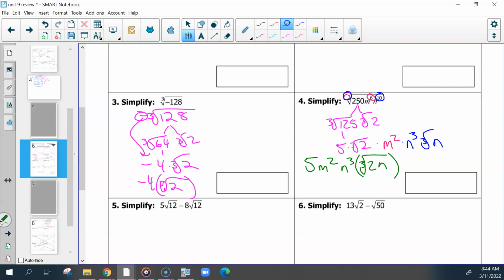Okay. Alright, so you have 2 objectives. One is simplifying radicals, one is operations of radicals. You may need paper. Clear off your desk except for your calculator, your pencil, your laptop, and paper, regular paper.